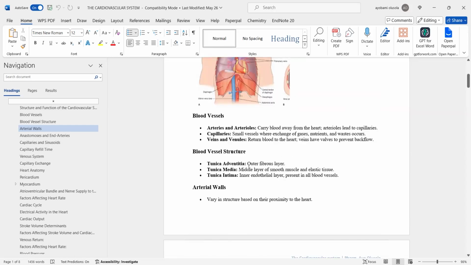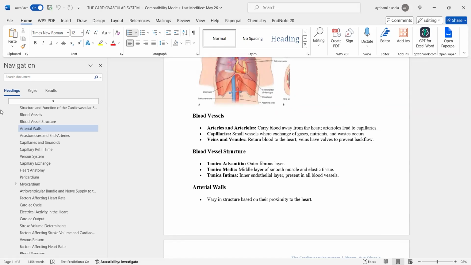Our blood vessels have three layers. We have tunica adventitia, that's the outer layer. We have tunica media, the middle layer of smooth muscle and elastic tissue. Then we have the tunica intima. That's the inner endothelial layer, and it is present in all blood vessels.